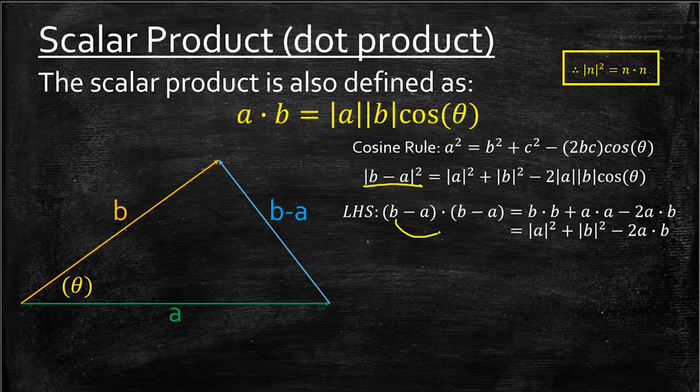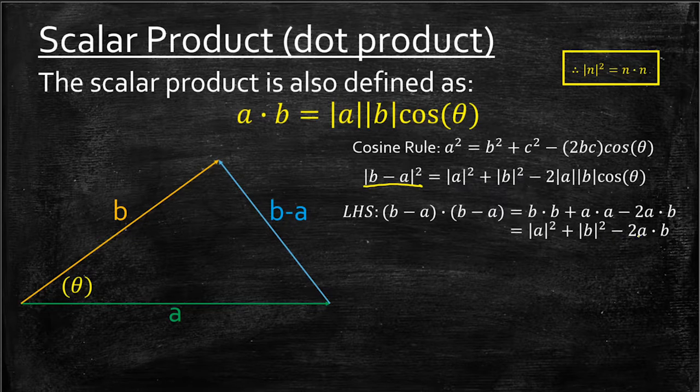So we've got our first times first, outside times outside, inside times inside, last times last, if you want to do the FOIL method there. And that gives you b dot b plus a dot a, and then we've got two lots of minus b dot a. So this is the result there. Now, this b dot b, I could write as the modulus of b squared, using that result we proved before. And a dot a is the modulus of a squared. So the left-hand side essentially becomes all of this.